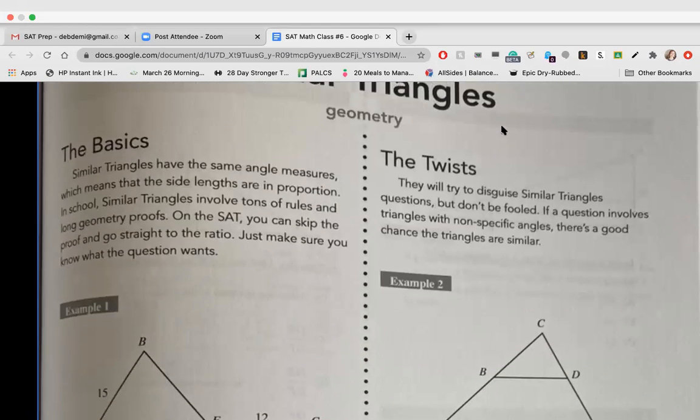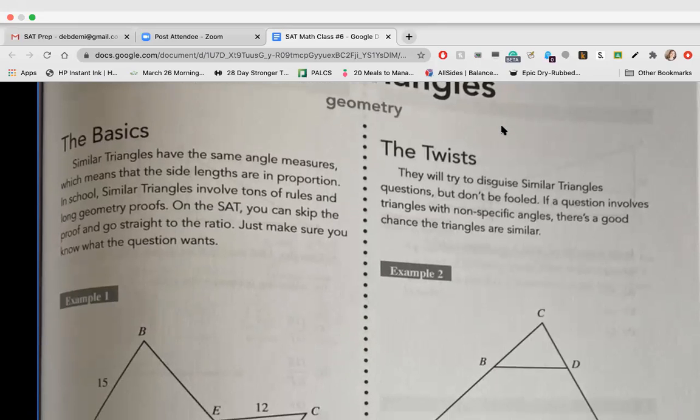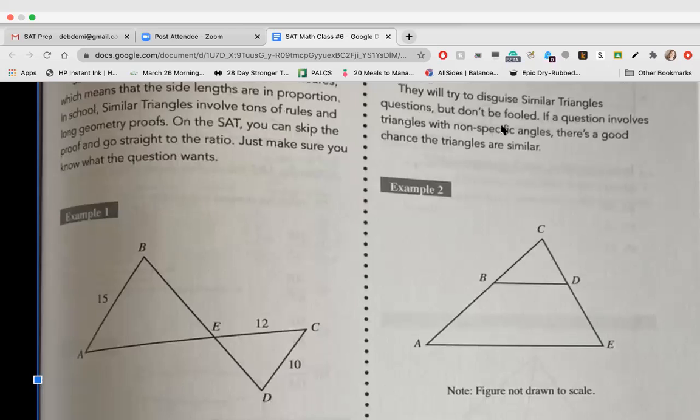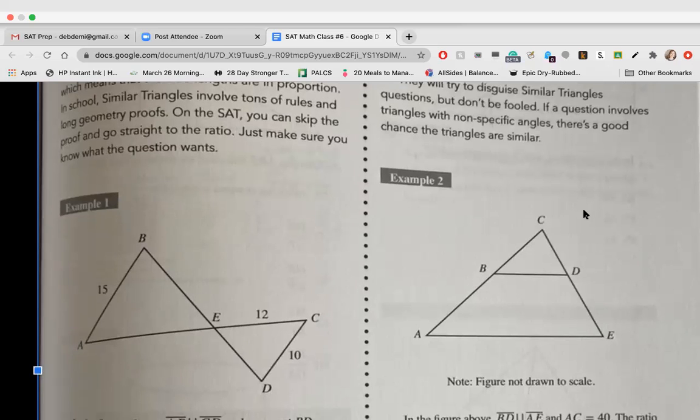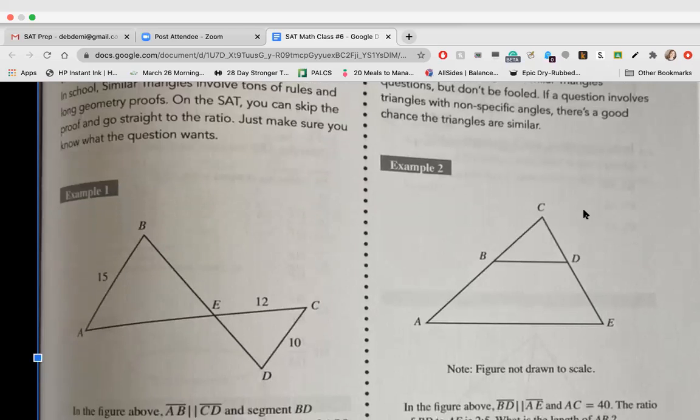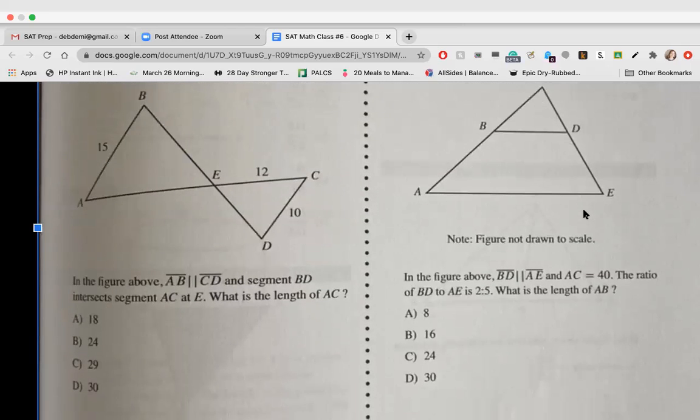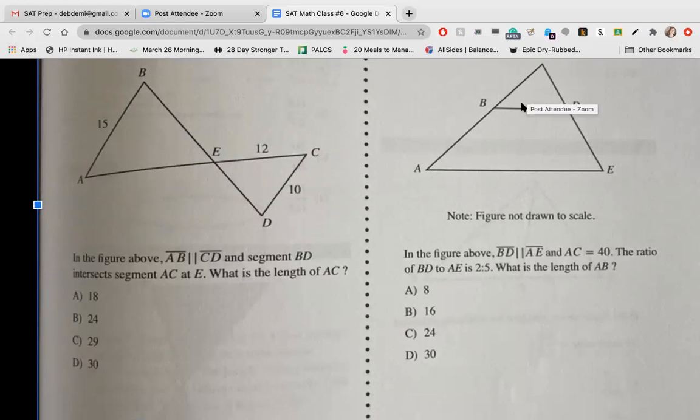The twist: they will try to disguise similar triangle questions, but don't be fooled. If a question involves triangles with non-specific angles, there's a good chance the triangles are similar. So you can pretty much assume all the triangles are similar. But let's look at this. Figures not drawn to scale. We know that this one is parallel to this one. We know that AC, this one was a little bit tricky, is 40.